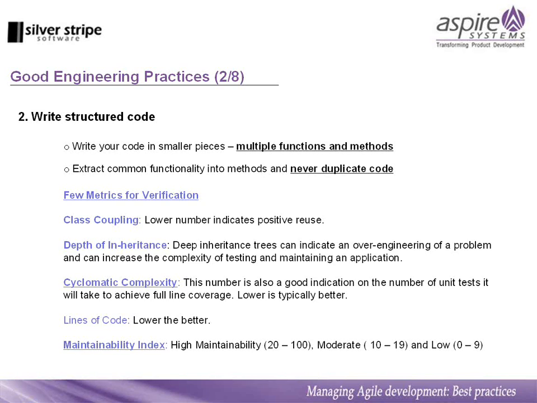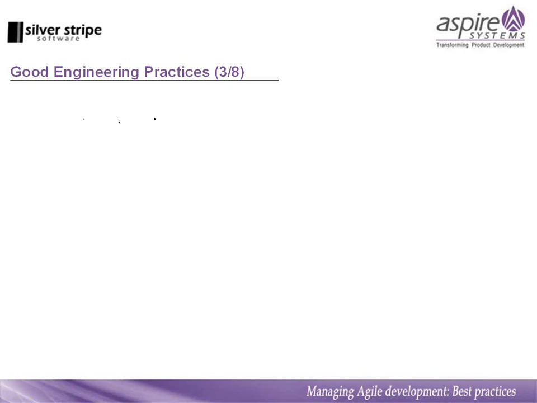And the maintainability index will give a high-level clue about whether the code is maintainable or not. If the index is between 20 and 100, it means that it is highly maintainable. If it is between 10 and 90, it is moderate. And anything below that is very low maintainability. So we need to concentrate on how we structure the code, which is very critical for the success of an Agile project. So let's move on.